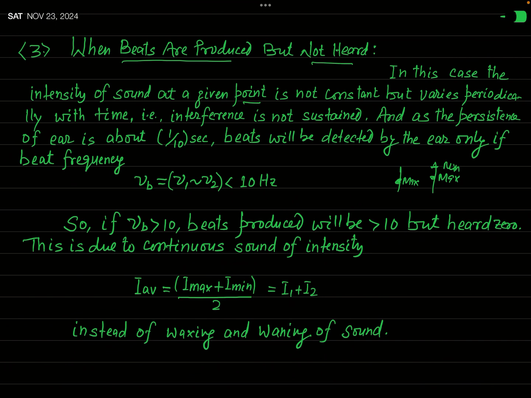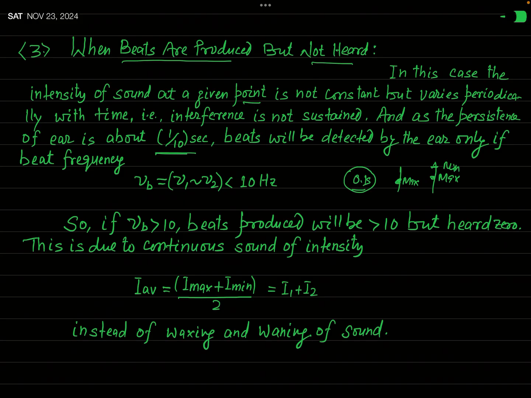Now, do you have an idea about the persistence of the human ear? Actually, the persistence of the human ear is about 1/10 second. What does it mean? When you say that the human ear has persistence of hearing of 1/10 second, or 0.1 second, it means if two sound signals are incident on the human ear at an interval less than 0.1 second, then the ear cannot distinguish between them. The ear will feel that a continuous sound wave is falling on it.